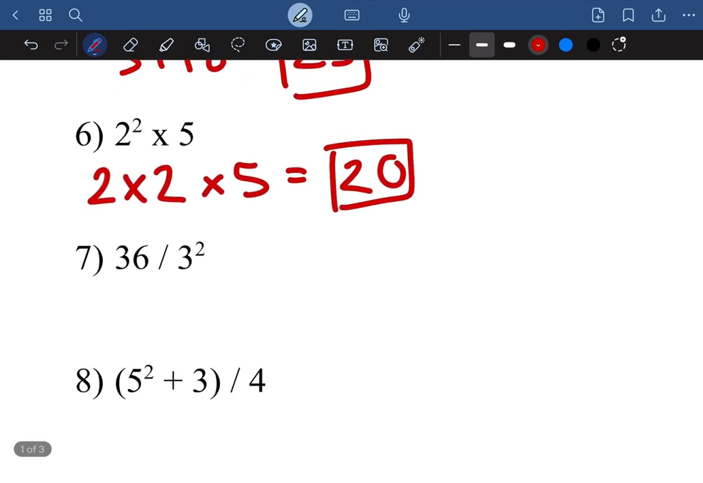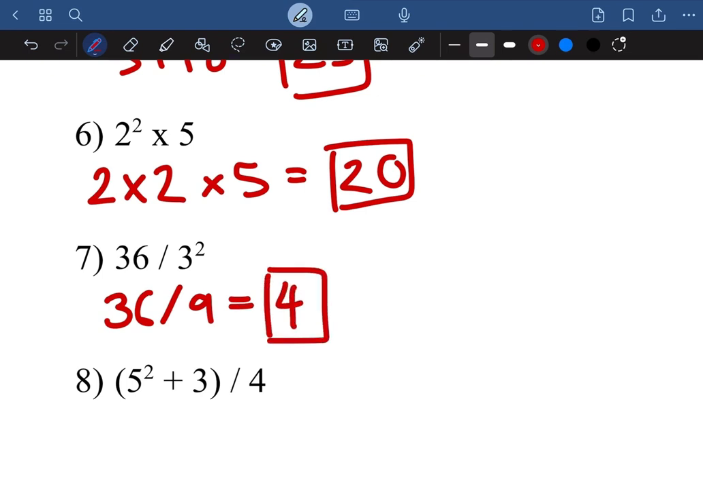Number 7, 36 divided by 3 squared. So in PEMDAS, the exponent comes first. So 3 squared is the same thing as 9. 36 divided by 9 is 4. So that will be your answer for number 7.